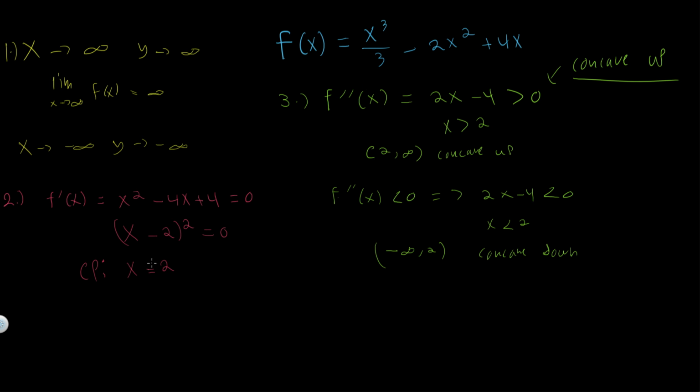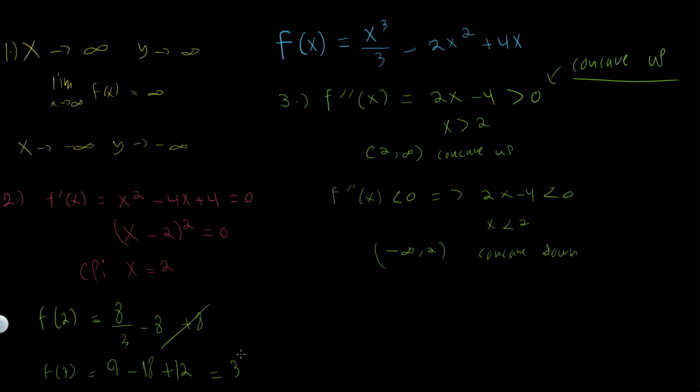So if we plug in f of 2, we get 2 to the third is 8, so 8 over 3, minus 2 squared times 2 is 8, plus 8, that goes away, so we get 8 thirds. Now f of 3: 3 to the third is 27 over 3 is 9. 9 minus 2 times 9 is 18, plus 12. Again, all I'm doing is plugging into the function here. Negative 18 plus 9, that's negative 9, plus 12, that is 3.